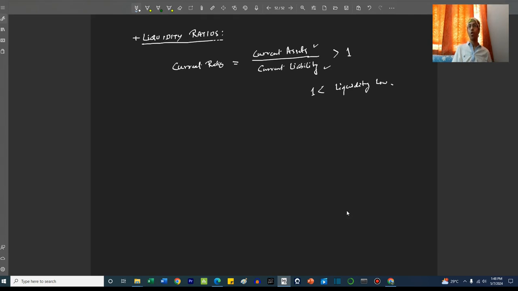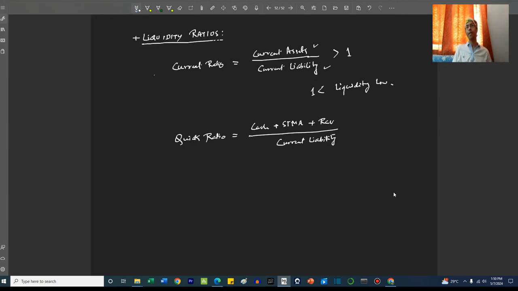Then there is quick ratio. The quick ratio basically uses cash, short-term marketable assets, and receivables. This is the numerator. This numerator is divided by the current liability.